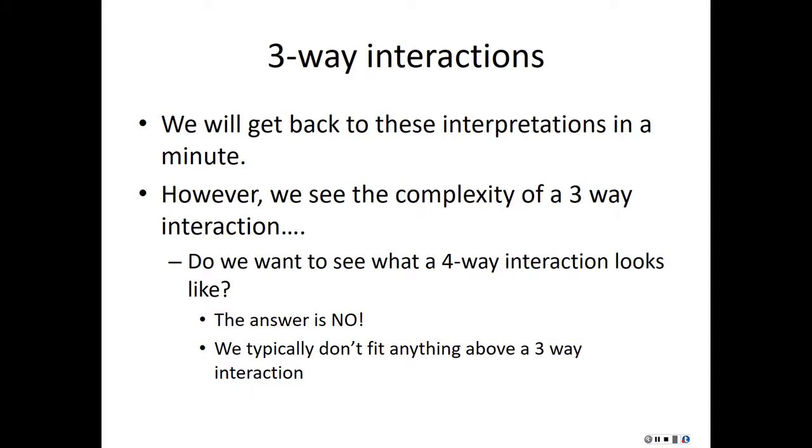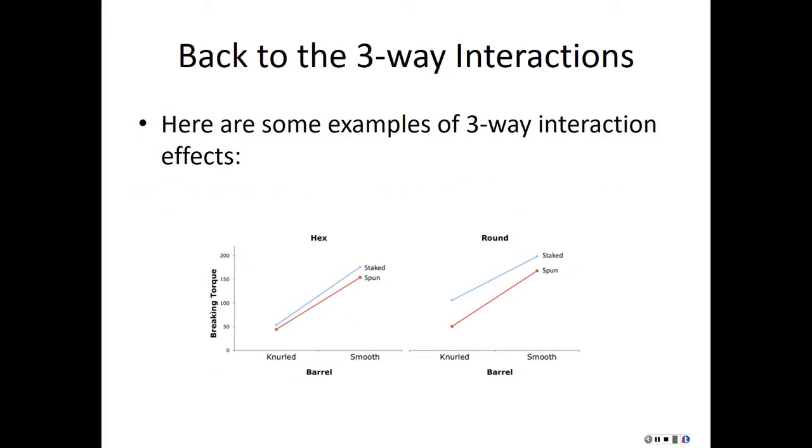So we fit our model more towards what we can actually use and answer, as opposed to what we can actually fit. We can fit something with a 6-way interaction, but why would we want to look at a 6-way interaction? So we usually don't fit anything higher than a 3-way, at least in this ANOVA setting. There are other models where we can put in higher interactions depending on how they are. So here are some examples of 3-way interaction effects.